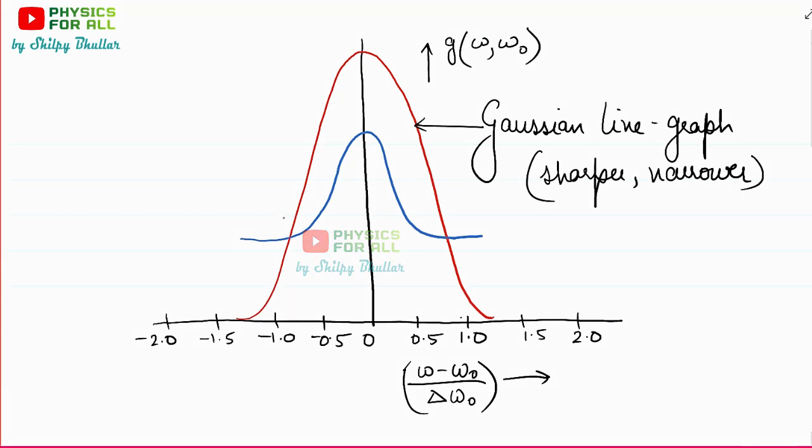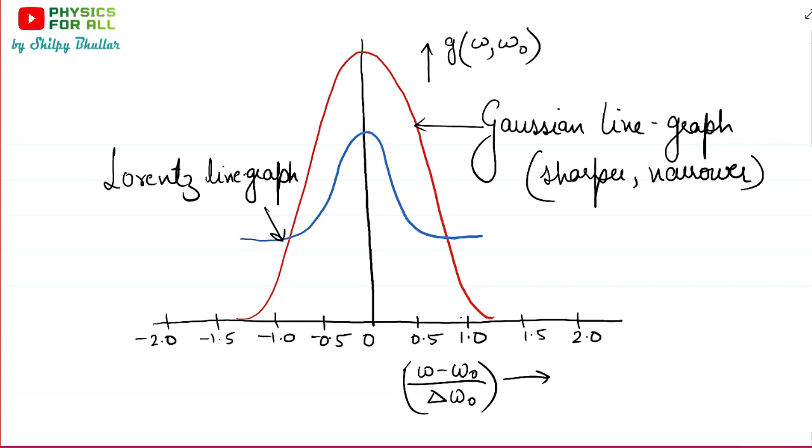And this blue one is basically the Lorentz line graph, which we obtain in homogeneous broadening mechanisms. That is, in natural and collision broadening we obtain this blue line graph, and in Doppler broadening we obtain the red line graph. Lorentz also has a sharper peak, and is narrower, but basically it has long tails.